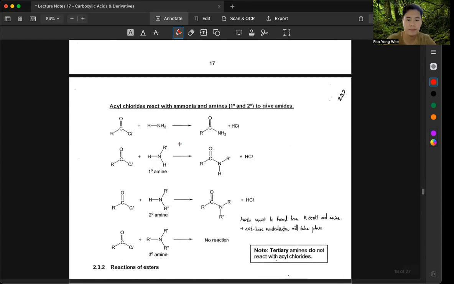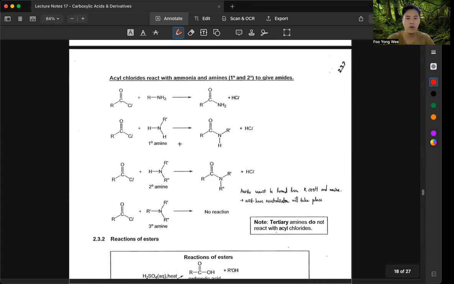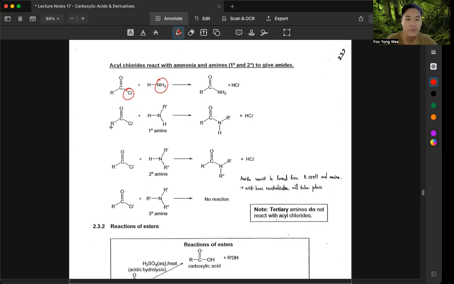Next, the acyl chloride reacts with ammonia or amine, primary and secondary amine, to produce amide. Your amide linkage you learned in O-level, and we'll cover this in more detail under the topic of nitrogen compounds. That'll be the last topic, later on. So basically it's just like a substitution. Just treat it like that. Don't have to know the mechanism, just know the reactants and the products for A-level.